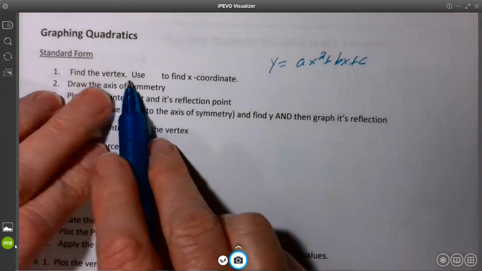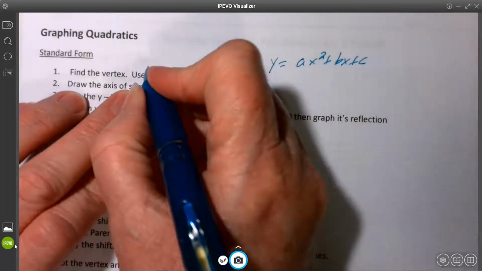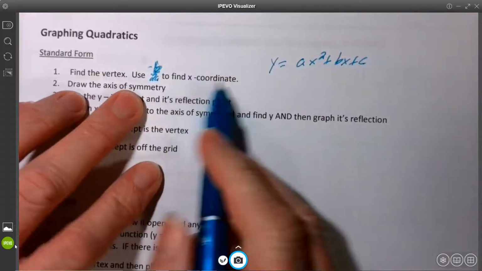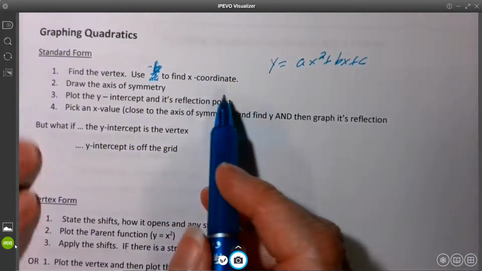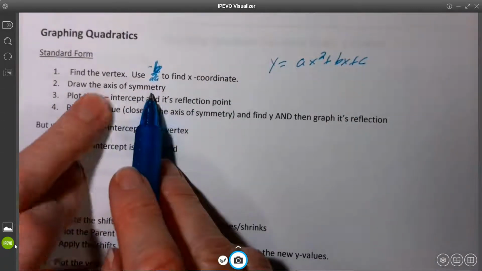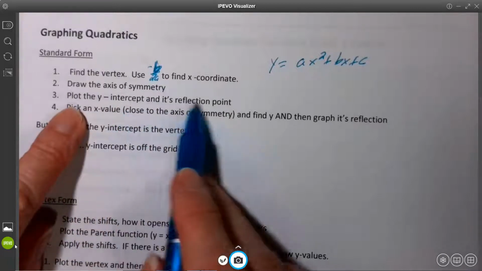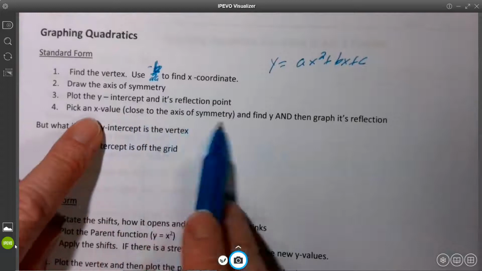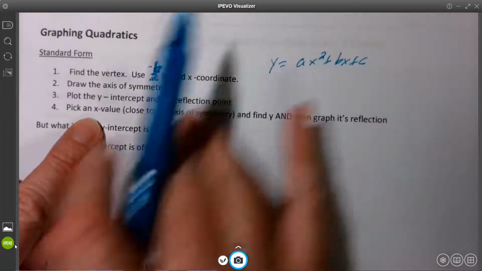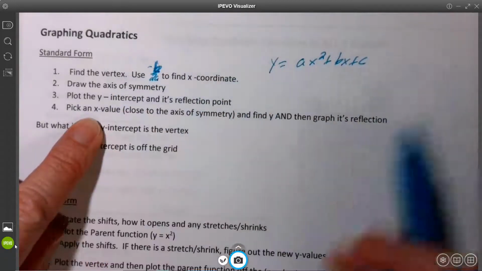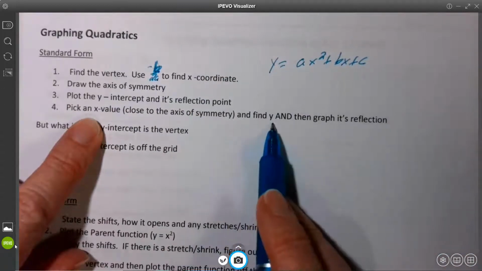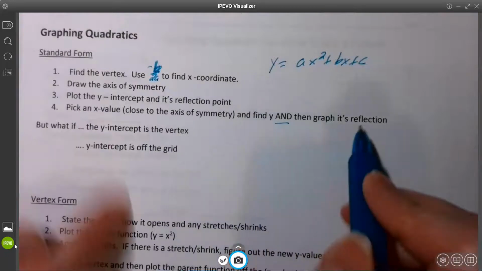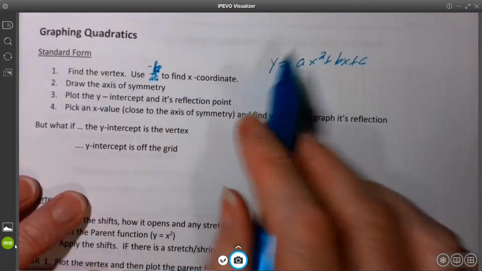The first thing we want to do is find the vertex, and we're going to use negative b over 2a to find the x-coordinate. Then we're going to draw the axis of symmetry. We're going to plot the y-intercept and its reflection point. We're going to pick an x value, and pick x values that are close to the axis of symmetry, right around where that vertex is, just on either side of that. And then find the y and then graph its reflection. So you're going to pick an x, find its y, and then graph its reflection. So that's all wonderful. It works out great.